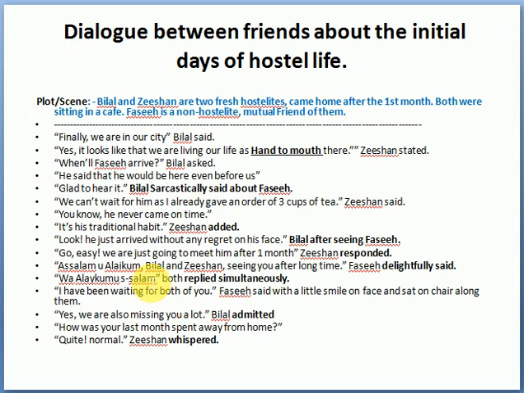The thing noticeable here is the use of dialogue tags. The dialogue tags used here are stated, asked, responded, replied, admitted, whispered. And alongside these dialogue tags, the emotions and feelings of the characters are also described, like Fussy delightfully said this, Bilal sarcastically said this, and he added this, and he said this after seeing some other individual. The other thing that you would notice here is the use of some idioms incorporated quite appropriately.